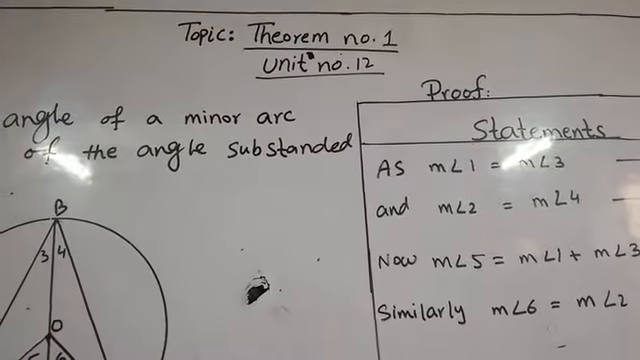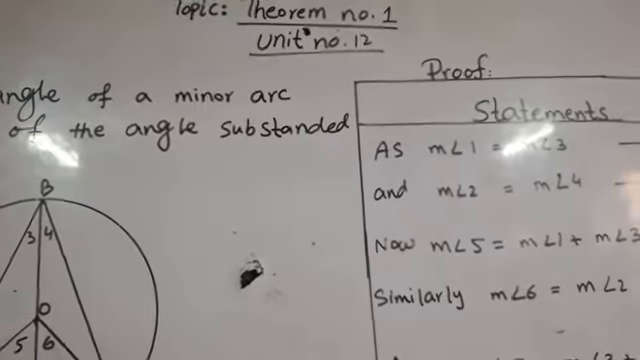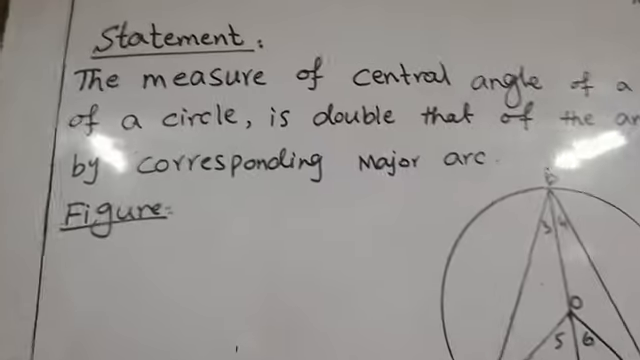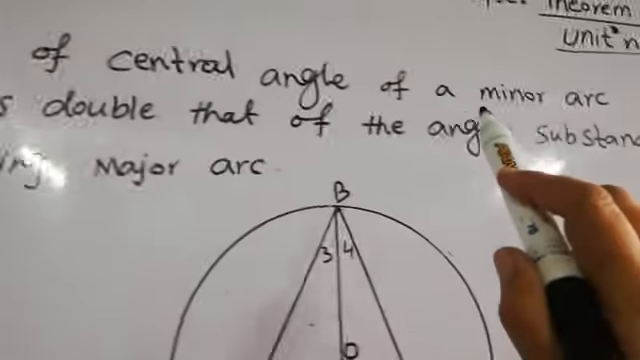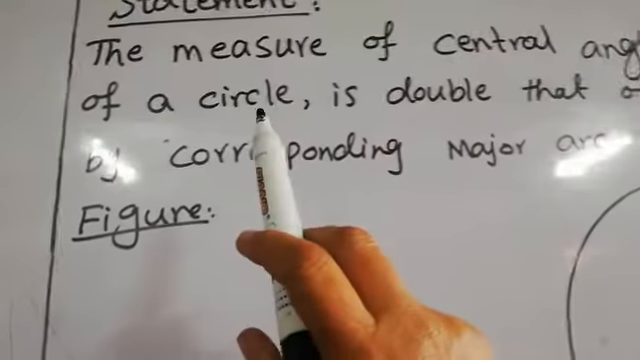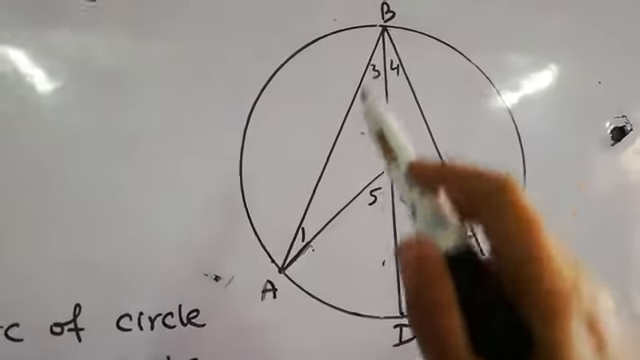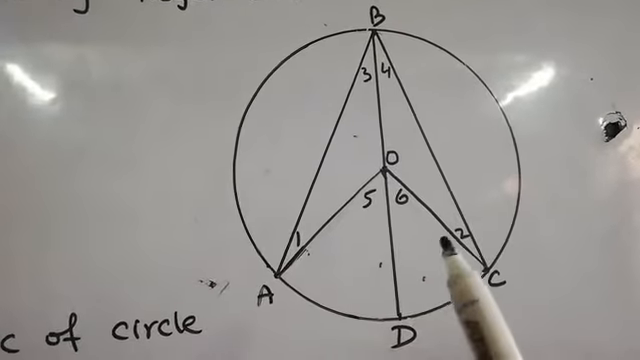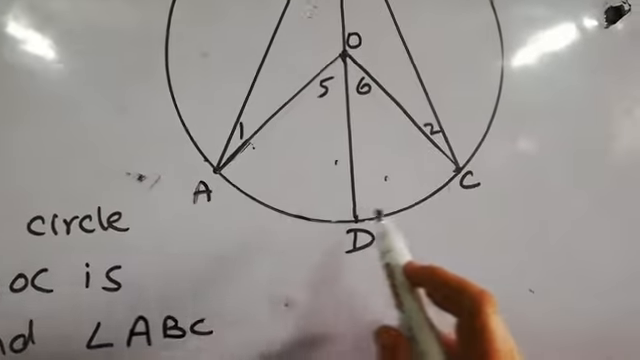Now we are going to discuss theorem number 1 from chapter number 12 from your Punjab textbook board class 10th. Okay, dear students, the statement of this theorem is: the measure of the central angle of a minor arc of a circle. First of all, we have a circle with center O, and after that we will draw a minor arc, and suppose this is AC.